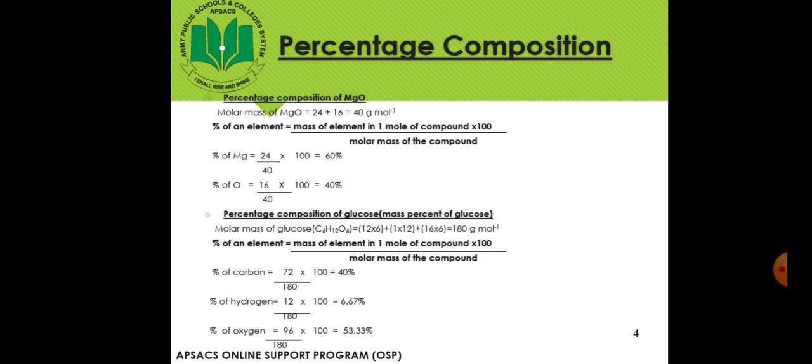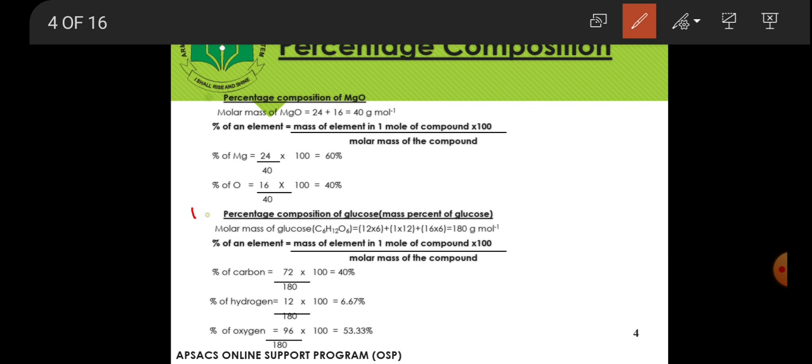So let's calculate the percentage composition of glucose. This is the review question. It is a very important question. How will you calculate the percentage composition of glucose? This is the formula of glucose, and you will calculate the percentage of carbon, hydrogen and oxygen present in glucose. Or we can say, in other words, we will calculate the mass percent of glucose.